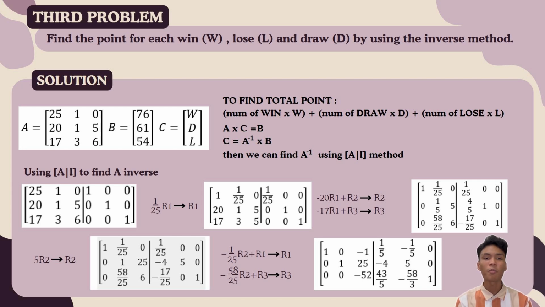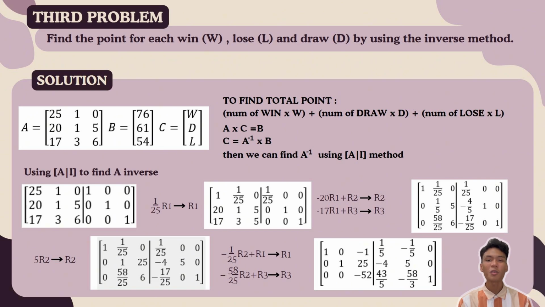Firstly, we will apply the first ERO, which is 1 over 25 multiplied with row 1 to replace row 1. So we will get the new matrix, where the first entry of the first row is 1. We need to multiply negative 20 with the first row and add it to row 2 to replace row 2. And then negative 17 multiplied with row 1 plus row 3, replace it with row 3. So we will have the new matrix, where all the entries below 1 are 0, but for the first column only.